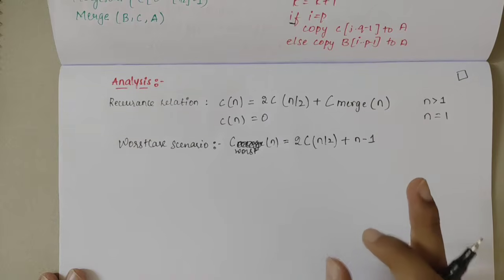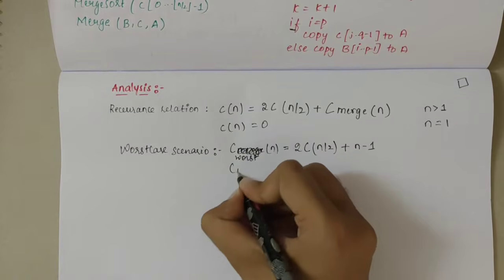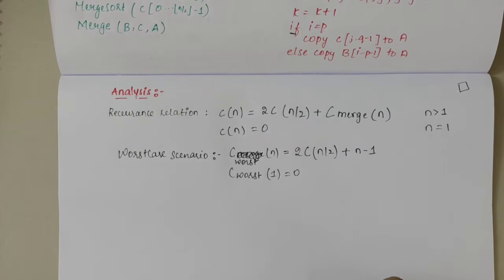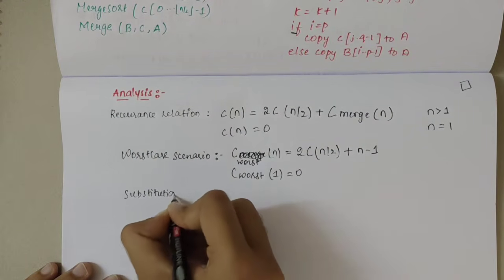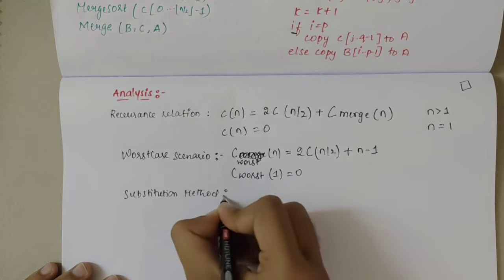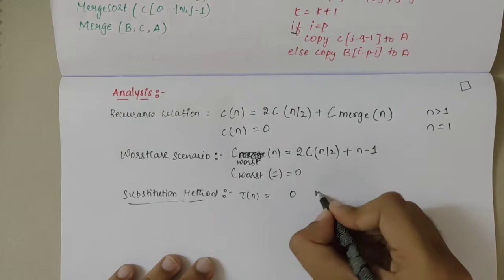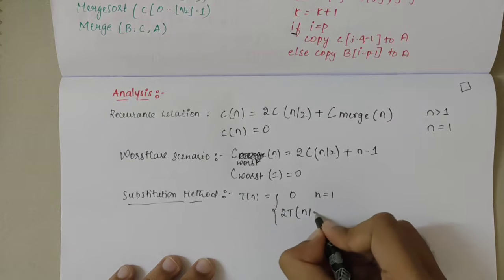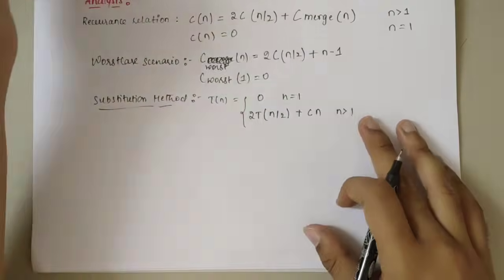So now that we have obtained the recurrence relation for both the worst cases, I'll also write C worst of 1 would be 0 if there's one element, right? Now let's solve this using the substitution method. So I have two relations here. T of n is equal to 0 if n value is 1, and the other relation I have is 2T of n by 2 plus C of n. This is when n is greater than 1. So till here we have understood, right?